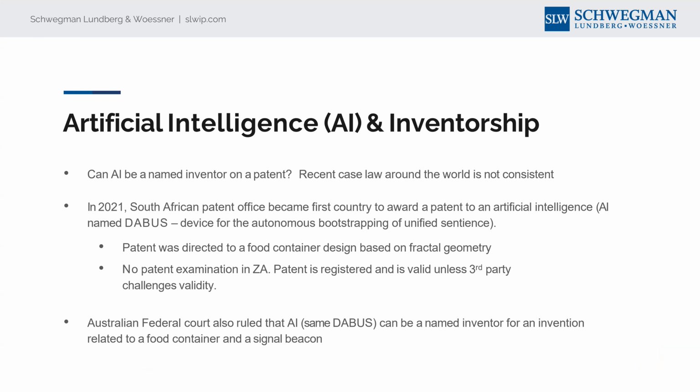AI and inventorship: AI is really taking off in recent years. It's a mixed bag on whether AI can be an inventor. South Africa allowed one in 2021. Of course, South Africa is kind of a quirk in that patents aren't examined. They're just granted, and then it's up to a third party to challenge it. The Australian federal court allowed one, but it's still to be determined how it goes.